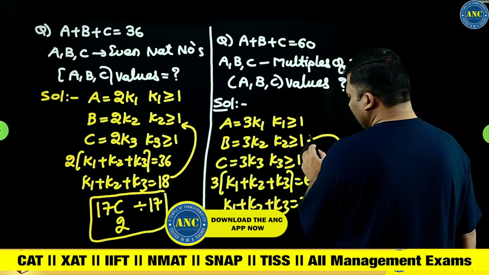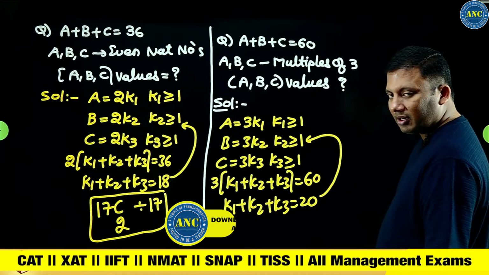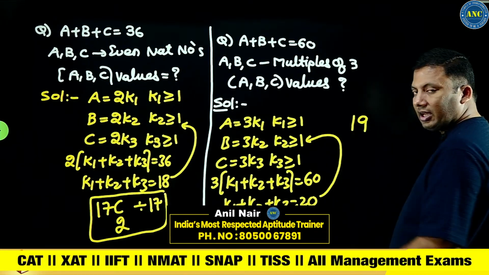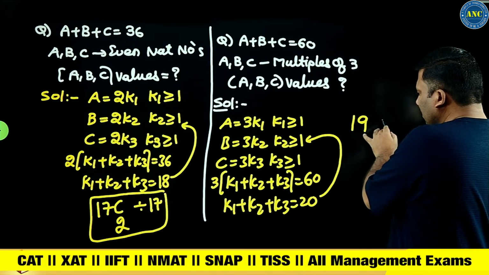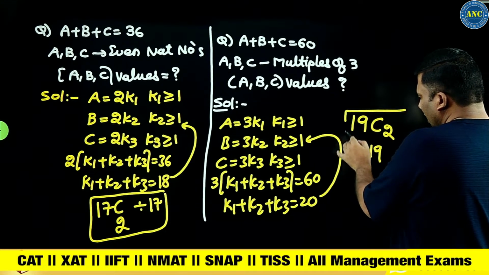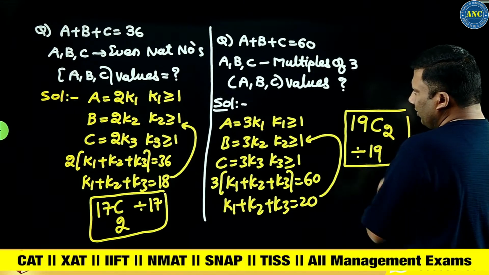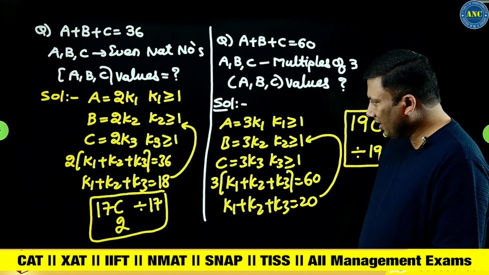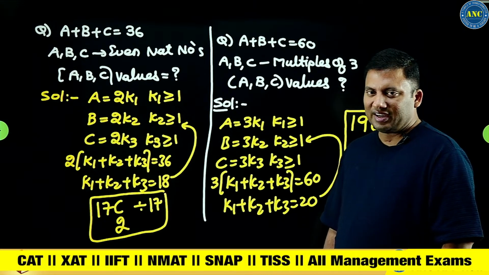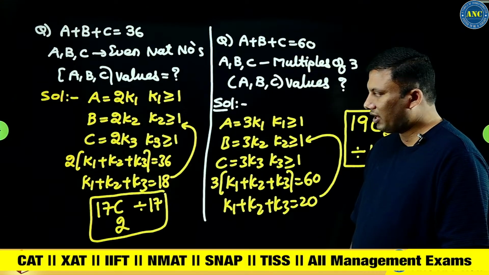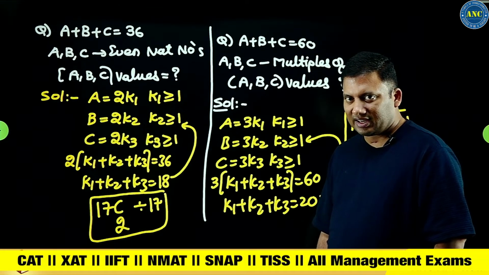K1, K2, K3 are starting from 1. 20 balls are there. How many gaps? 19 gaps. If 3 variables are there, 2 cuts. The answer should be 19C2. I hope this model is very much clear. The concept is clear, right?